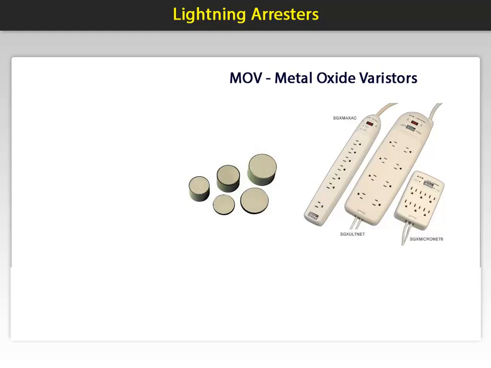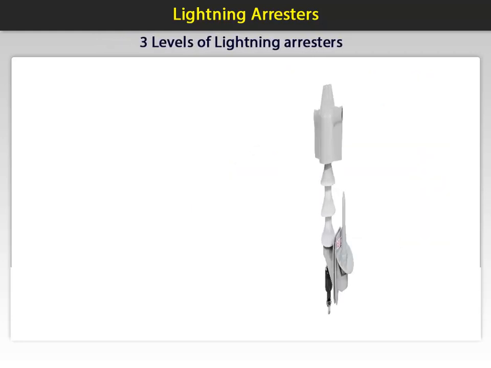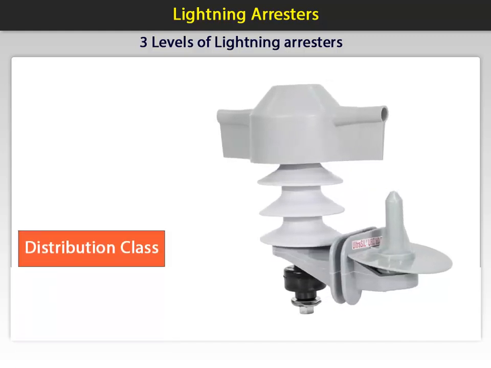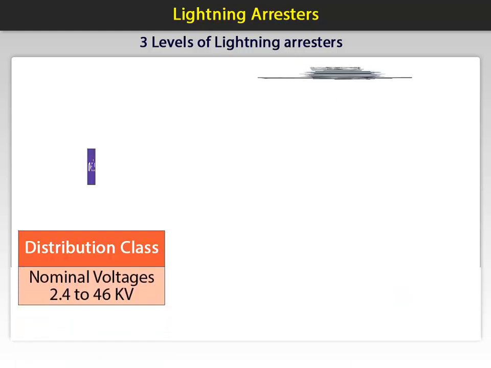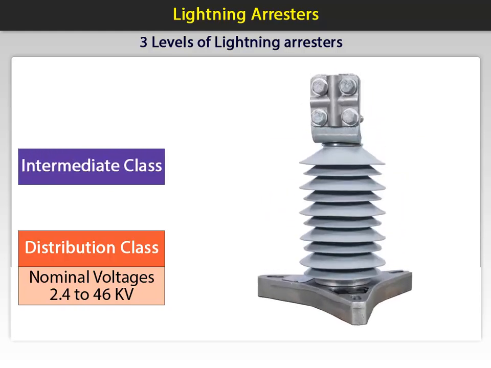There are 3 types of lightning arresters, each for application in their own specific voltage range. Distribution class, which as the name indicates are suitable for use in distribution substations. These are rated 2.4 to 46 kV. Intermediate classes are also available and can be used in distribution substations. These are available from 2.4 to 138 kV.